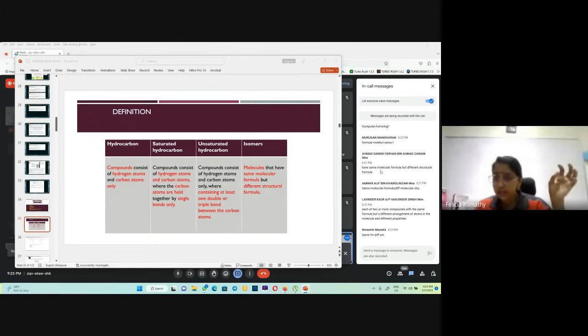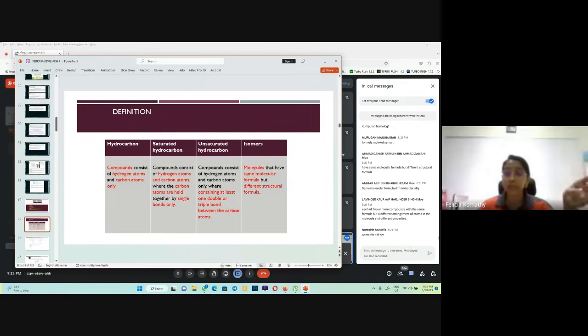Okay, here, someone wrote: two or more compounds with the same formula but different arrangement of the atoms in the molecule and different properties. This is the definition given for isomers. If this is the definition you're going to give for isomers, you're going to lose your mark. Okay, isomers, this is the one I'm showing you. That's the definition for it.